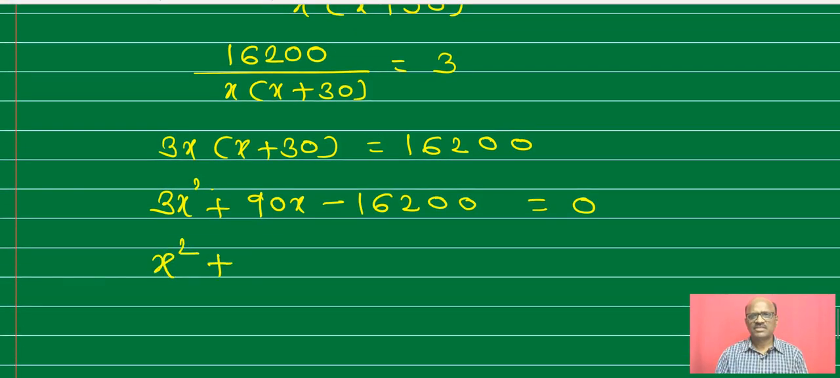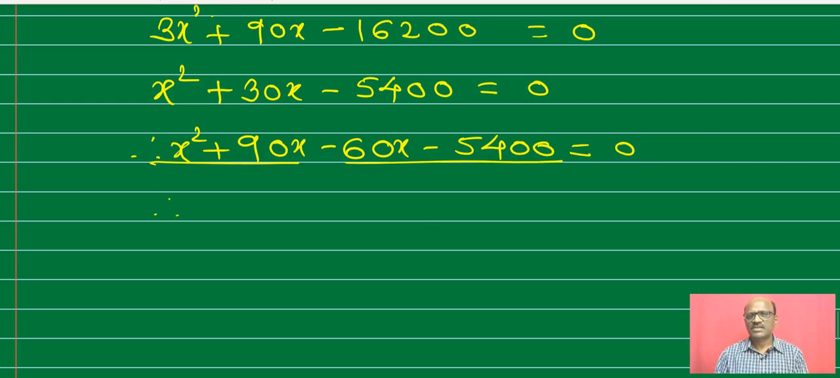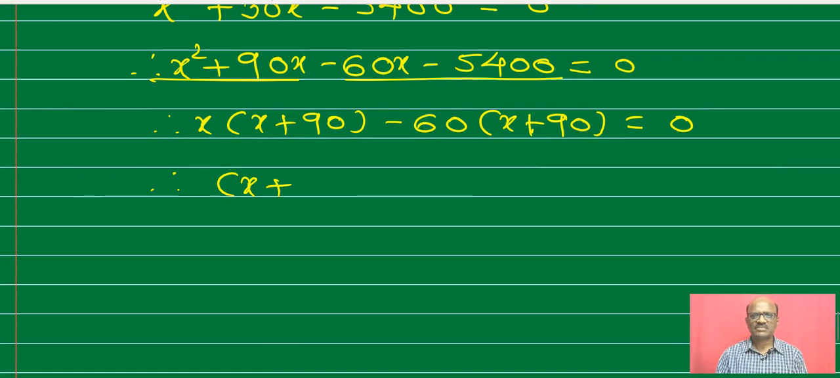Now simplify this, divide on both sides by 3. Then you will get x square plus 30x minus 5,400 equals to 0. Now the roots are x square plus 90x minus 60x minus 5,400. To find the factors, I have to make the regular prime factors of 5,400, and find two numbers such that their multiplication is 5,400 and their difference is 30, that is 90 and 60.